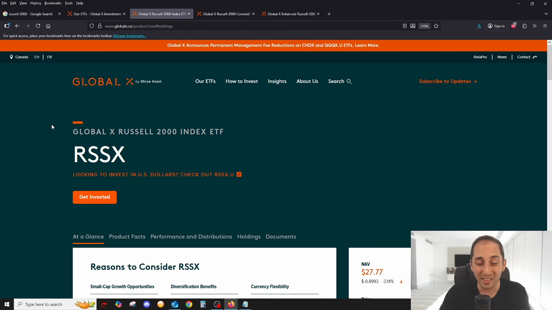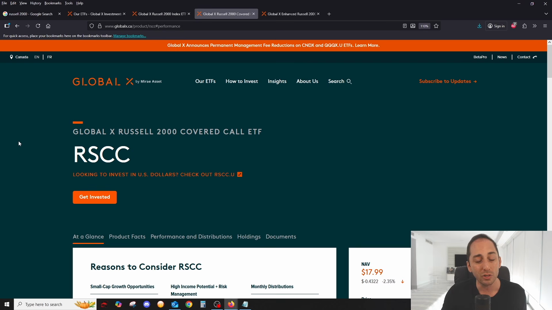In terms of ETFs that track the Russell 2000 index in Canada, you have a few of them. Let's look at three of them together. You have the Global X Russell 2000 Index ETF, if you just want a plain vanilla index fund ETF that tracks the Russell 2000. The stock symbol is RSSX by Global X Canada. They also have a .U listing, by the way. So RSSX, you buy and sell in Canadian dollars. RSSX.U, you buy and sell in USD currency, but both ETFs are listed on the Canadian stock market.